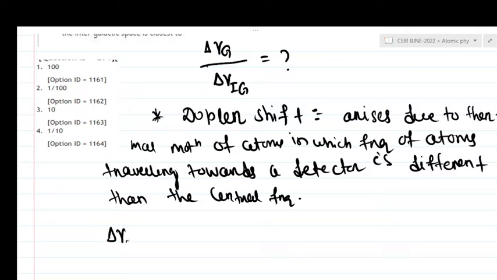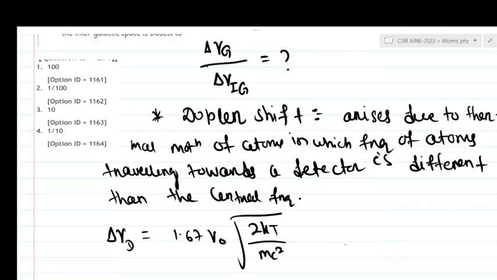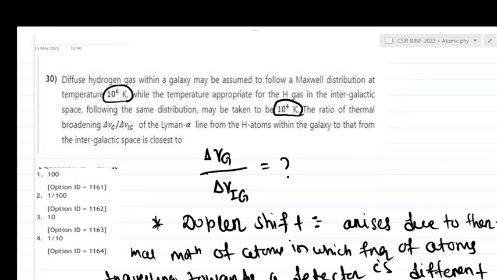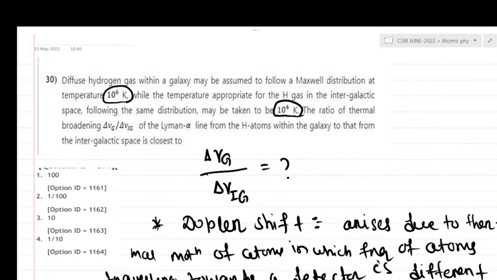So the Doppler shift is equal to 1.67 nu naught, where nu naught is the central frequency, times the square root of 2kT by mc squared. M is the mass of the atom of the gas, K is the Boltzmann constant, T is the temperature. So here they are only giving information about the temperature of the gas and of the intergalactic space.